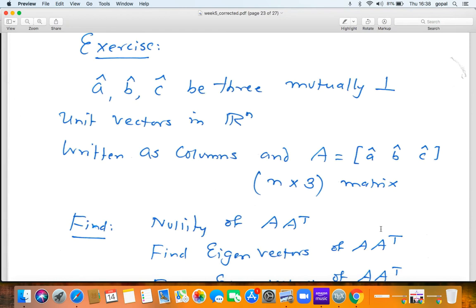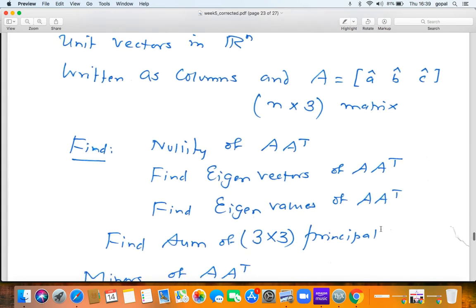A cap, B cap, C cap are 3 mutually perpendicular unit vectors in Rn. I write them as columns and I create the n cross 3 matrix A whose columns are A cap, B cap and C cap. What is the nullity of A transpose?